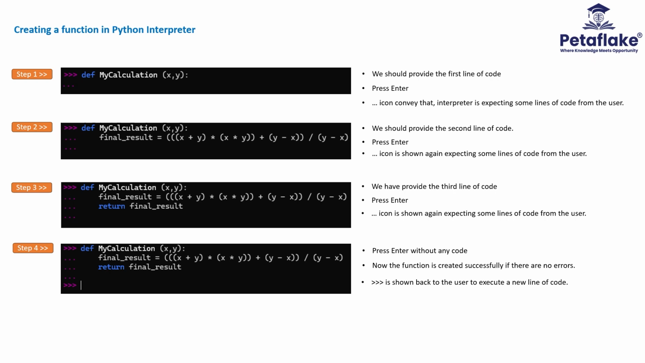If the given code does not contain any errors, the function will be created successfully and we will get the Python prompt back with a 3 greater than symbols. If we get the Python prompt with a 3 greater than symbols, this means the function is created successfully in the memory without any errors. In case of any errors in the code, the interpreter will throw an error and does not create a function. In my scenario, I did not get any error. The function is created successfully in the memory without any errors.